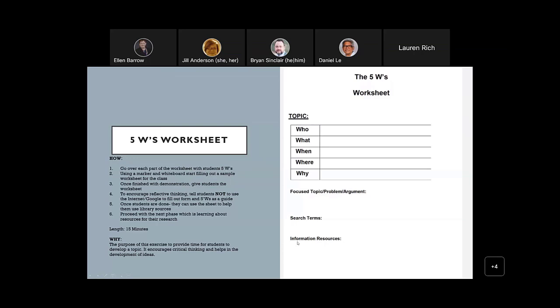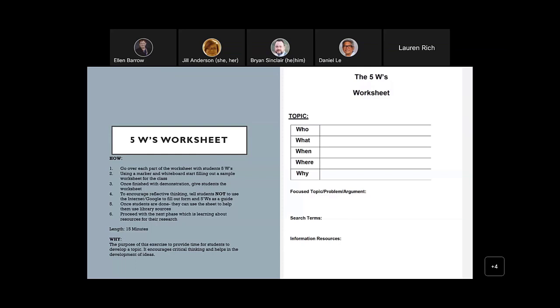They come to a stopping point with information resources because that's where I come in with talking to them about resources. But the purpose of this exercise is to provide time for students to develop a topic. It encourages critical thinking and helps in the development of ideas. I have used the 5Ws worksheets for English 1101. I've used it for a few SCOM classes. I think I even did it for an 1102, and it's been really successful.